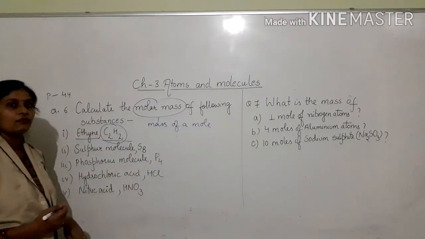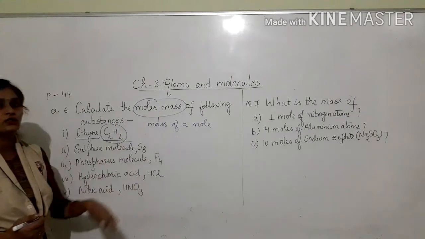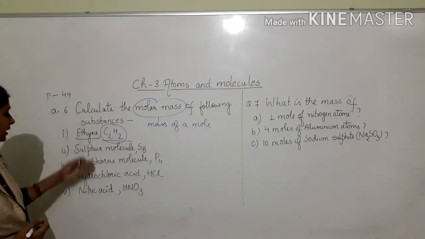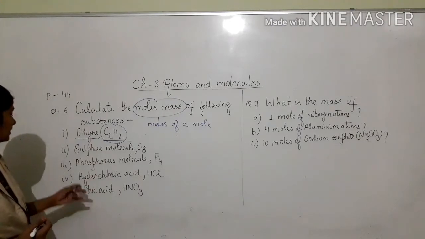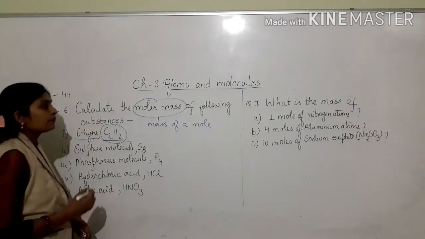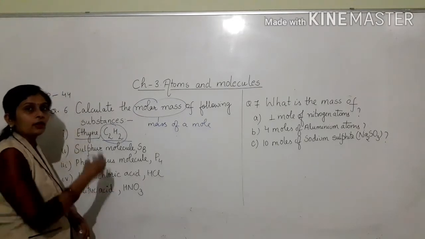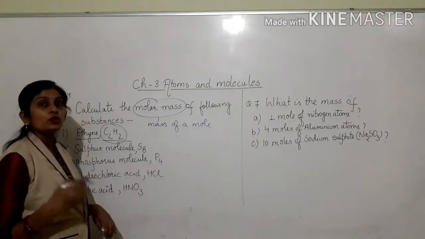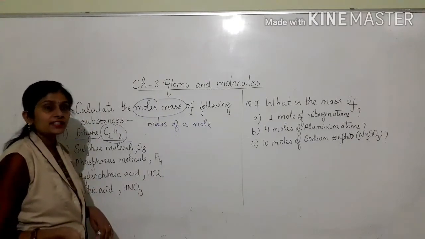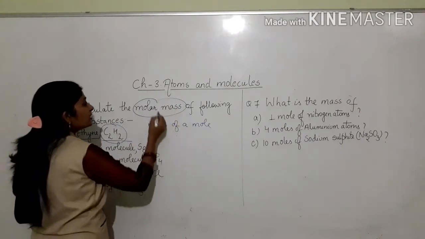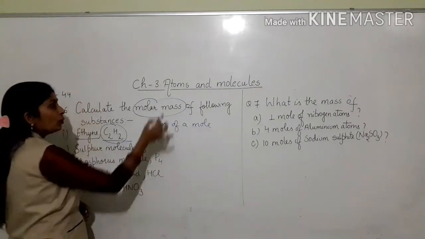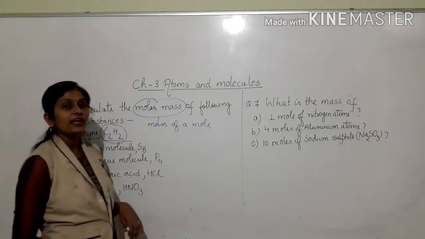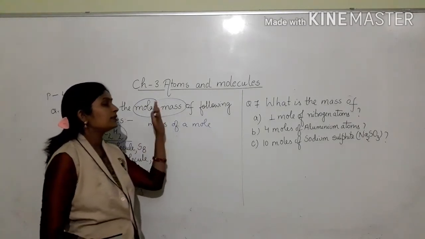That means we have to find out or calculate the molar mass of the following given substances, which are given in these 5 parts. But before calculating molar mass, we should know what molar mass is. As I told you in the previous class, molar mass is the mass of a mole. So how can we calculate the mass of a mole, meaning molar mass?